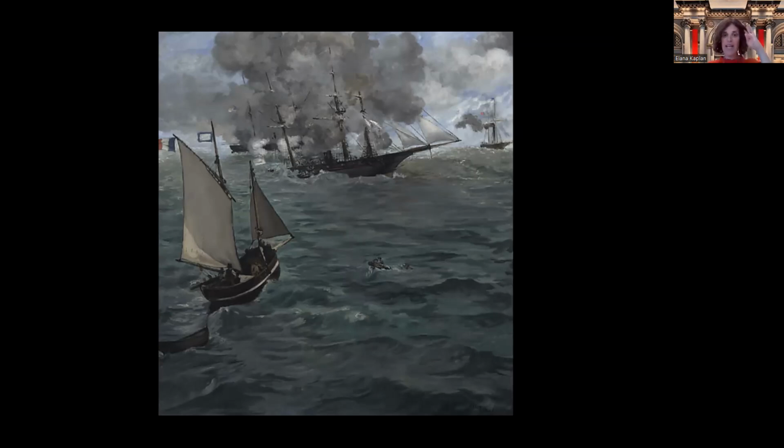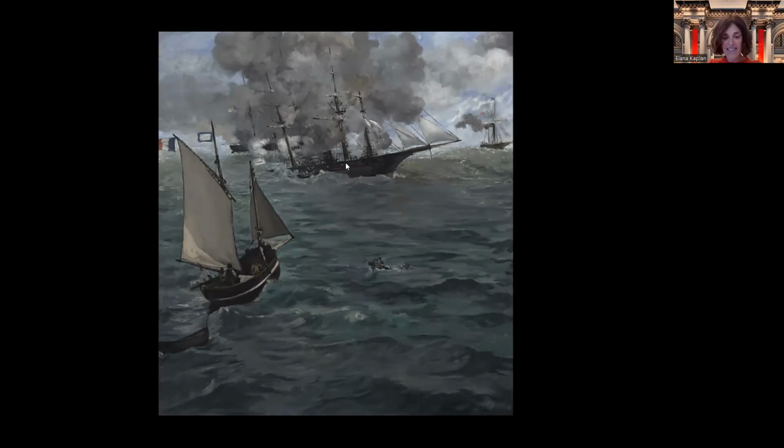Now, this painting that we're looking at here is Manet's painting. He did a number of paintings of warships. This is called The Battle of the USS Kearsarge and the CSS Alabama. He painted it in 1864. It's at the Philadelphia Museum of Art, and the size is 54 inches by 50 3/4 inches. So it's quite a dramatic painting, and it captures the important naval victory of the American Civil War fought off the coast of France on June 19th, 1864.